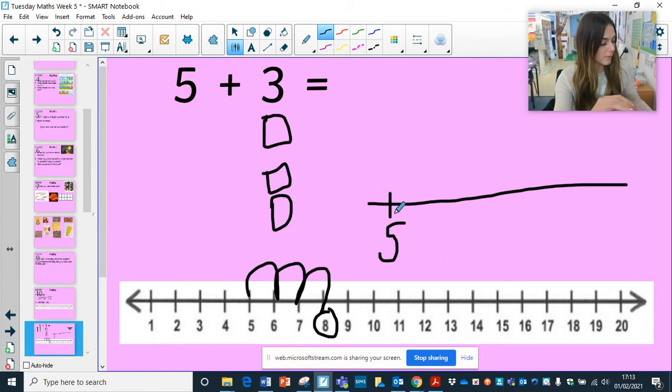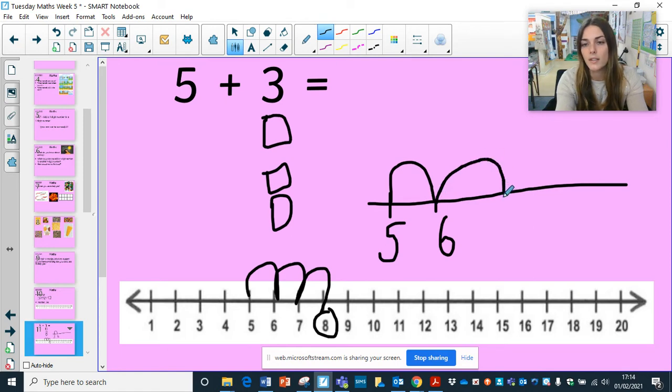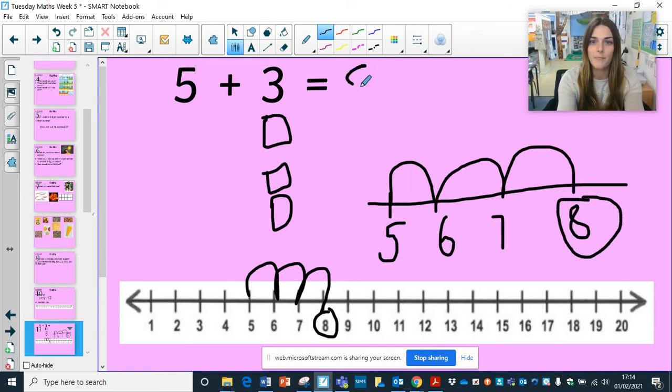Okay, so 5 and then jump 3. 1 to get to 6. And we do another jump to get to 7. And then we do another jump to get to the number 8. Okay, and then again, circle the answer, and then we can write it in.